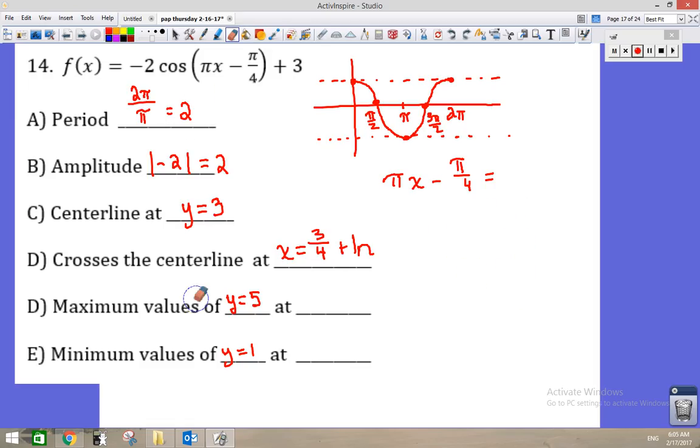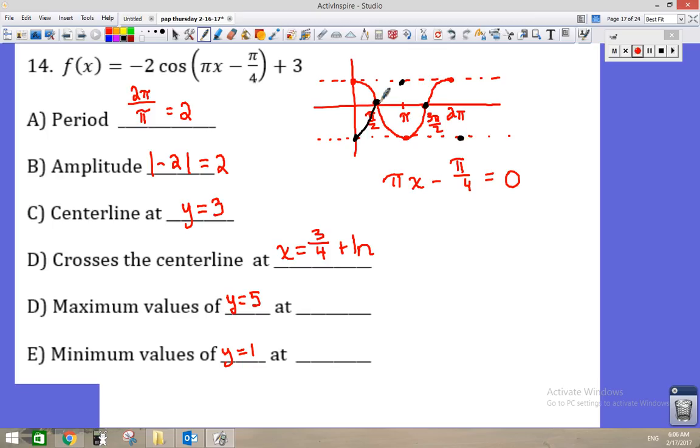If we take the cosine of 0, then I neglected the reflection, so it will not be at 0. It'll actually be the minimum. Okay, so if this expression is equal to 0, then I know I'll be at a minimum because of this negative sign. The graph has been reflected across the x-axis.